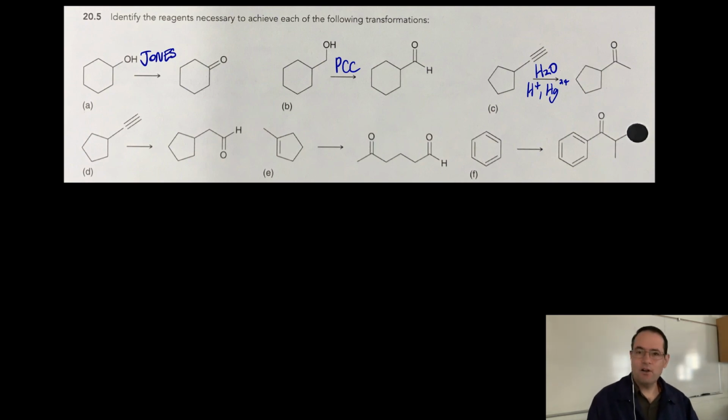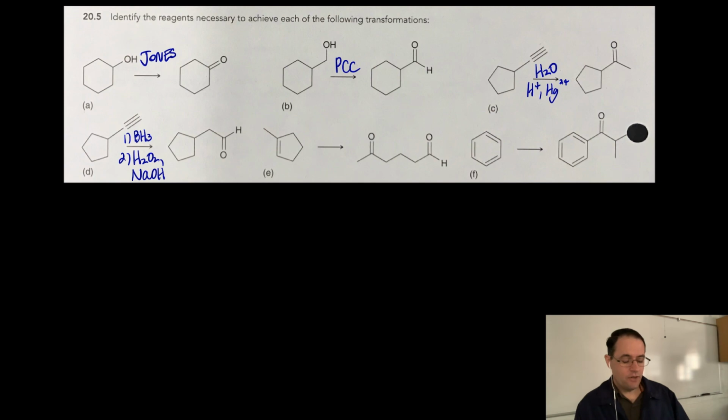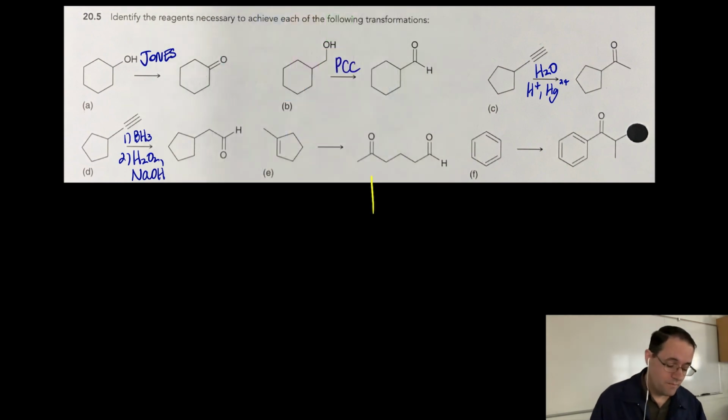How do we go from an alkyne to an aldehyde? Oh, that's where we need to do the hydroboration. So it's a 2-step deal, borane, followed by basic hydrogen peroxide. So hydrogen peroxide is H2O2, and sodium hydroxide is a base. How do we go from this alkene to this opened up thing? That's the ozonolysis. And here's a great example. I didn't think of showing you this one, but here you form a ketone on the left, and here you form an aldehyde on the right, okay?